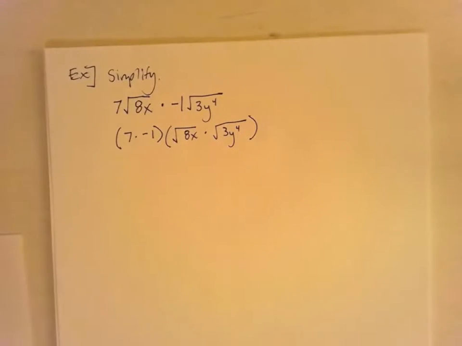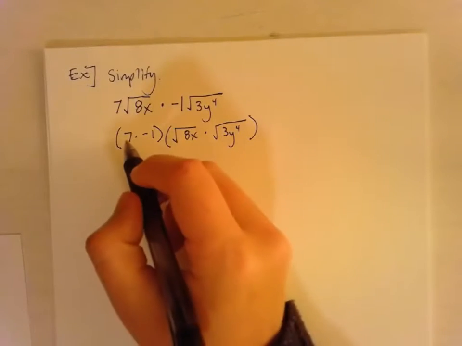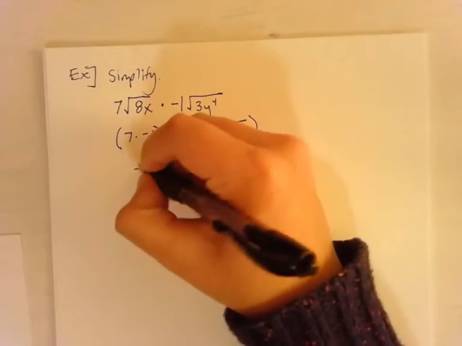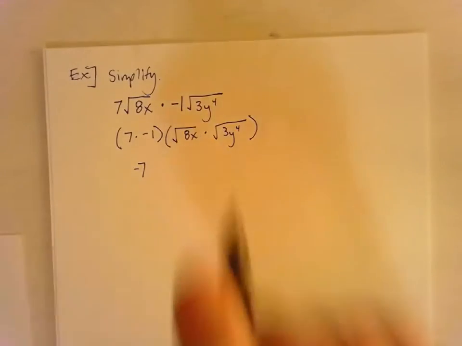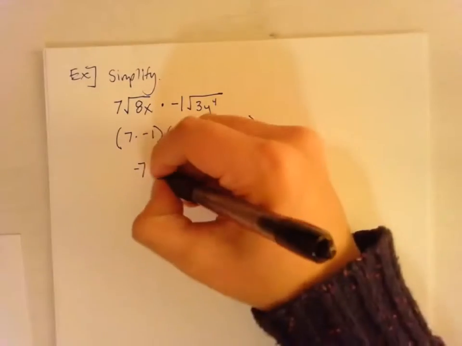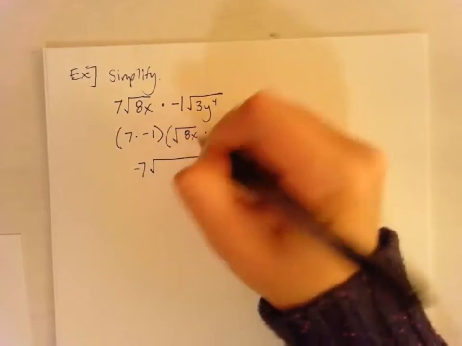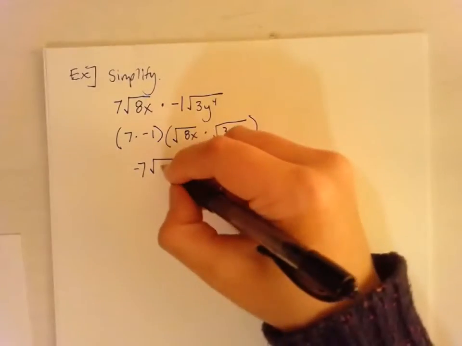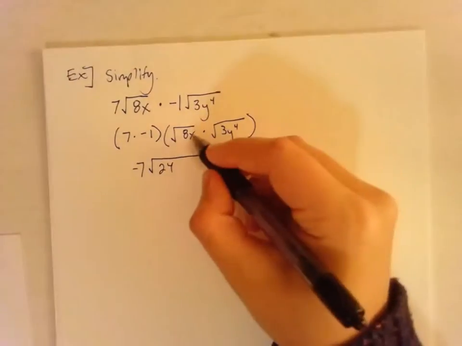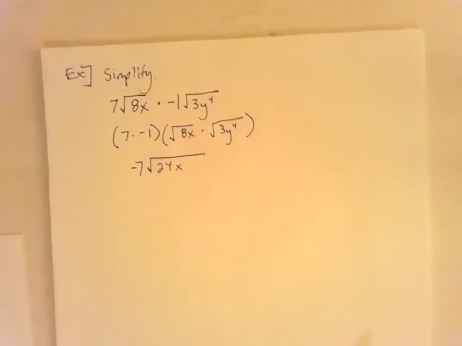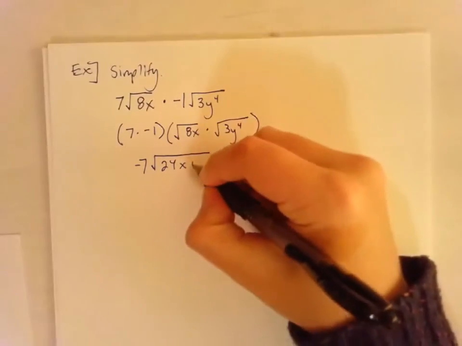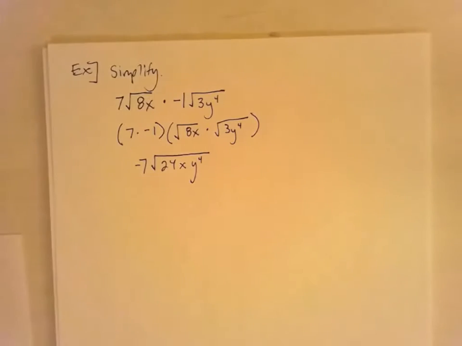Now we have something that's a little bit easier to look at. I know 7 times negative 1 is going to be negative 7. And I know this radical, I can make it one big square root. 8 times 3 gets me 24. And then I have x. And I have y to the fourth. Now there is some simplifying I can do with that radical, so I am going to take care of that.